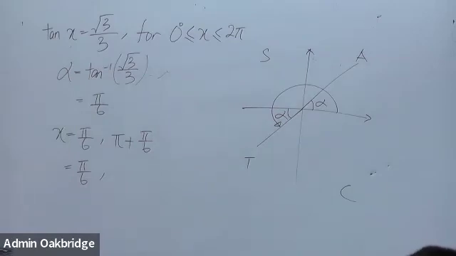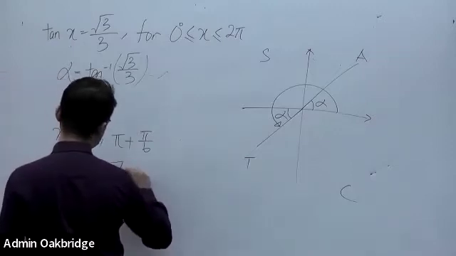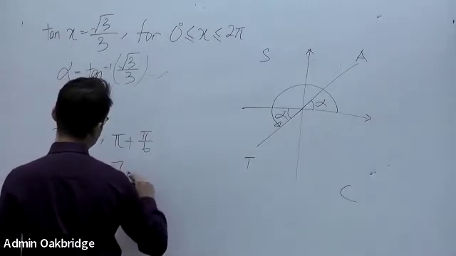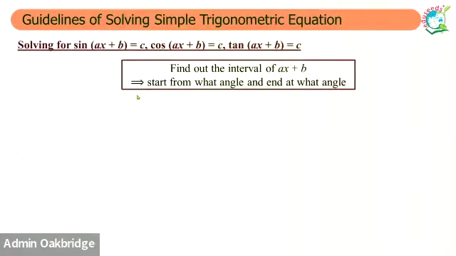One plus 106. So 7 pi over 6. All right, so these two are the answers. So now you know how to solve the simple trigonometric equation. This is the simplest one. If you cannot solve this, again, you cannot solve the rest of the question already. All right, let's move on to this one.